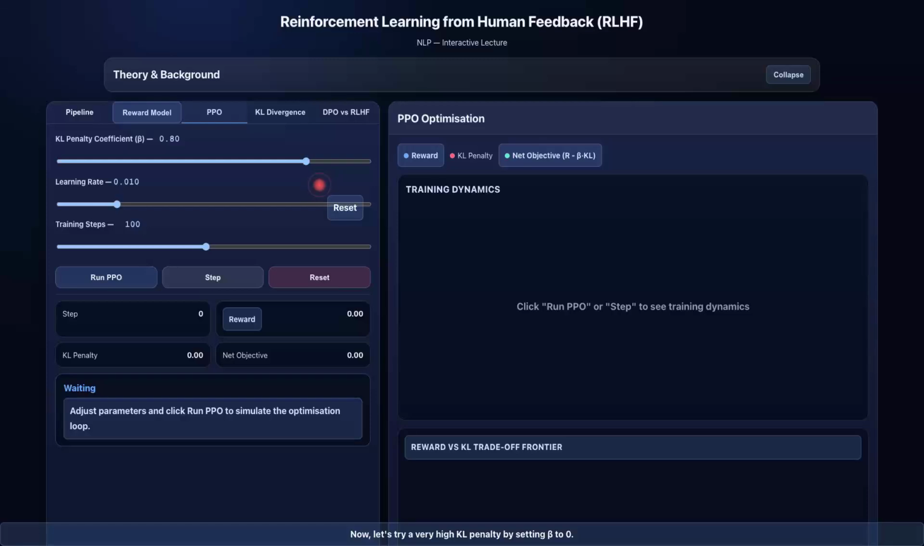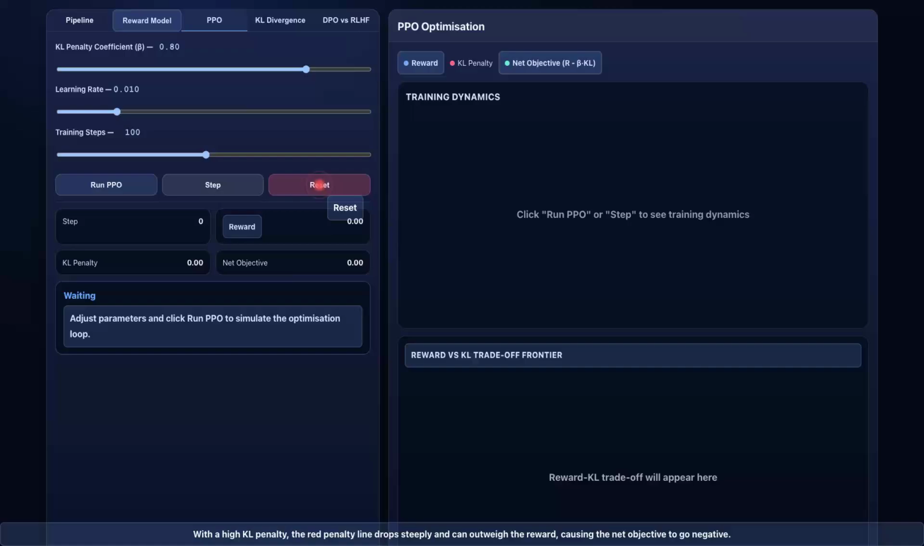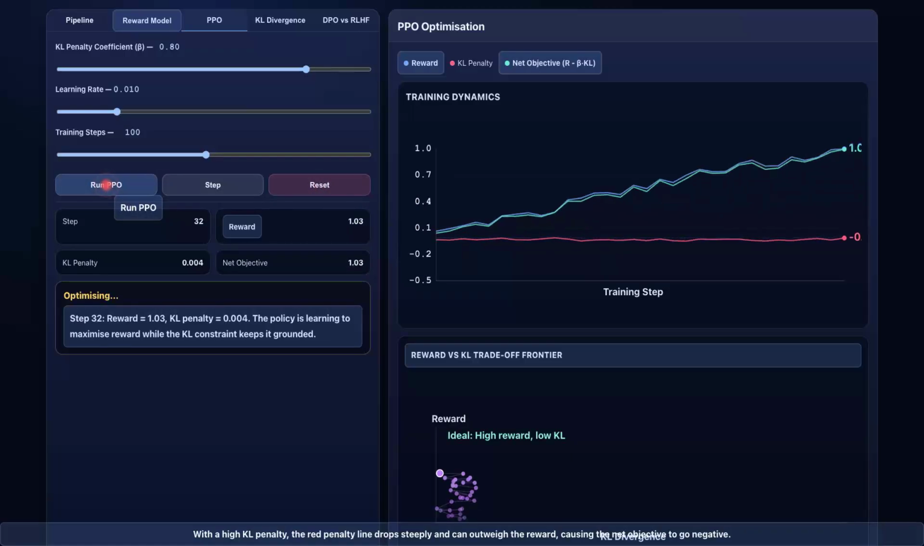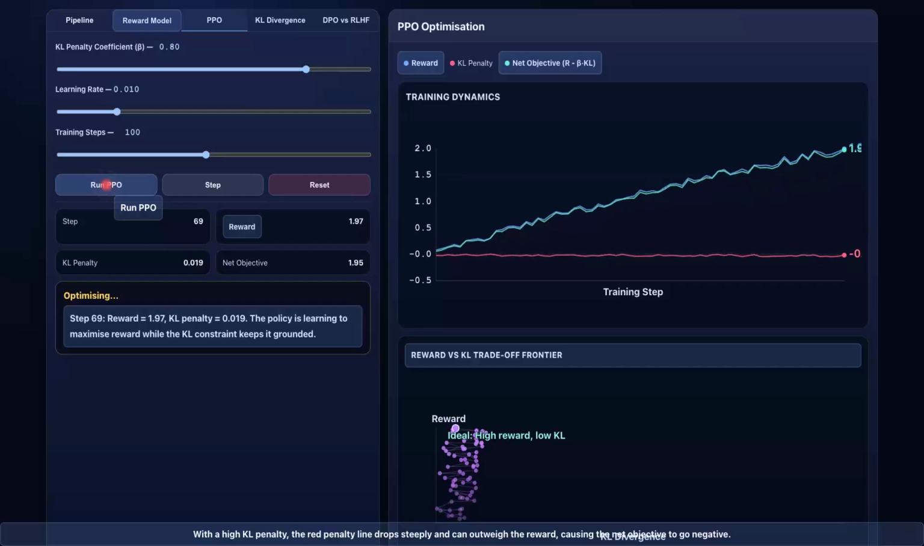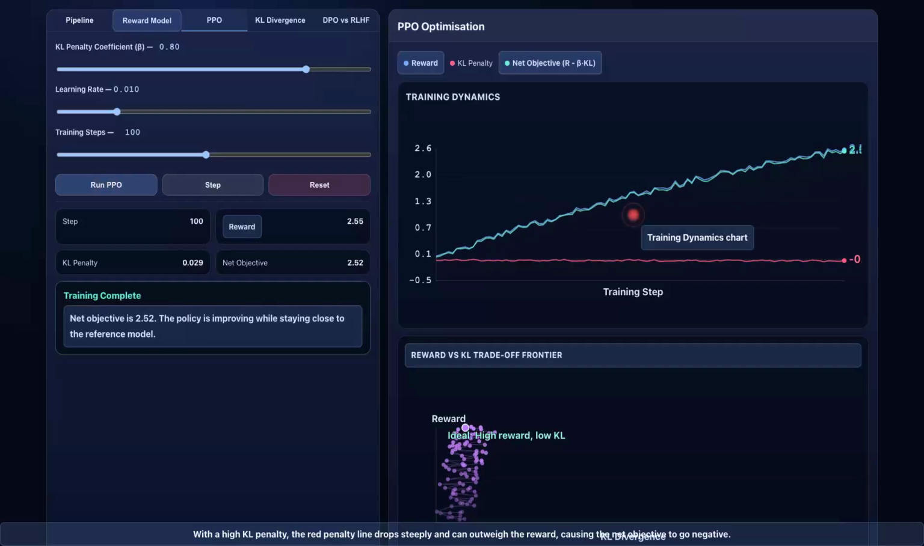Now, let's try a very high KL penalty by setting beta to 0.80 and using 100 training steps. This will strongly discourage the model from changing its outputs. With the high KL penalty, the red penalty line drops steeply and can outweigh the reward, causing the net objective to go negative. The model barely moves from its starting point.